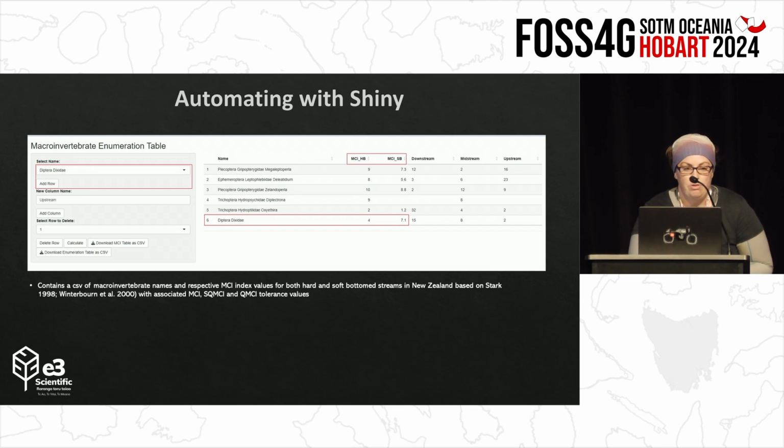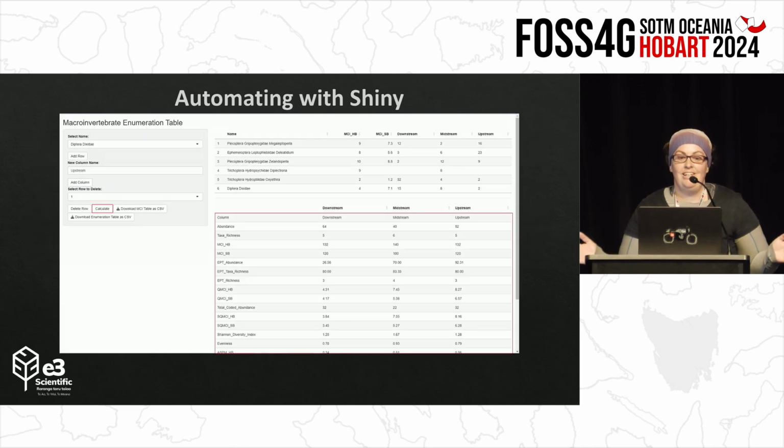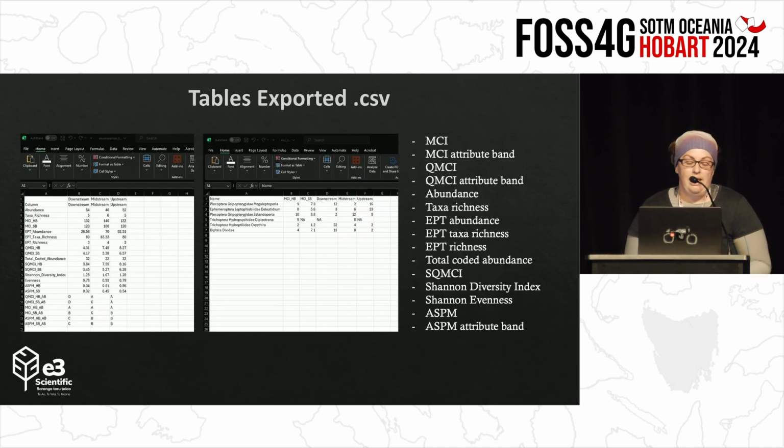And so you can do those, and then you can just add in as many samples as you need, and you can add in all your values, and then you can click the calculate button, and voila! So many calculations, it doesn't even fit on the screen. And then once you do that, you can export it into Excel and then into the report, and these are all the things that it calculates. And this is how you automate macro-invertebrate enumerations in R. Thank you.